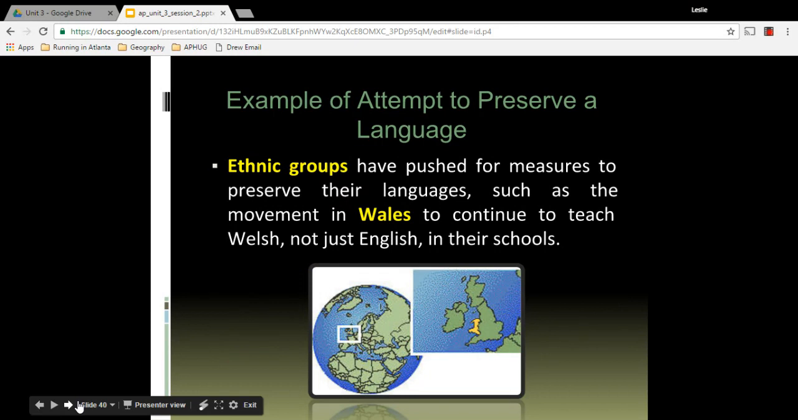Some ethnic groups do attempt to preserve their language, even though very few people may speak it. Ethnic groups have pushed for measures to preserve their languages, such as the movement in Wales, which is in the United Kingdom, to continue to teach Welsh, not just English, in their schools. So if you look at the map at the bottom, you can see that Wales is on the western edge of the United Kingdom.